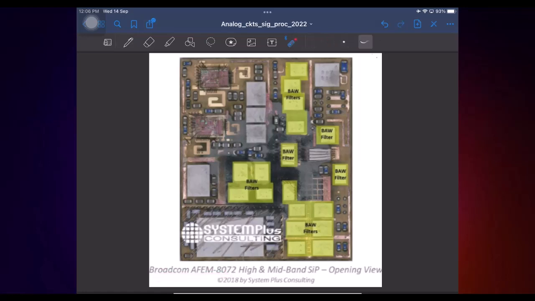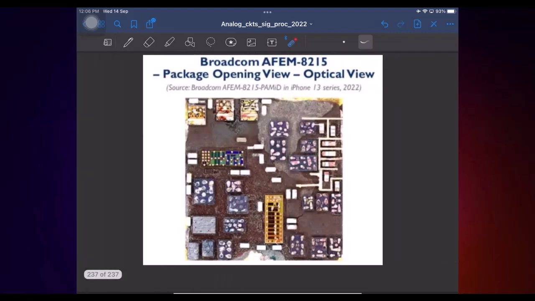So this is the receiver module for LTE, and you see the receiver chips are probably these, right? And all these are BAW filters, right? So you need so many filters because you can't program their frequency. Since your cell phone needs to support multiple standards, you need to have multiple filters, right? And even if you look at the recent iPhone 13, here it's not marked, but these are probably the BAW filters.